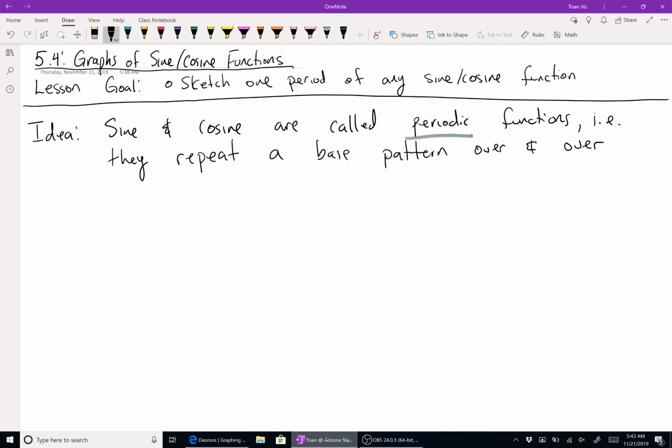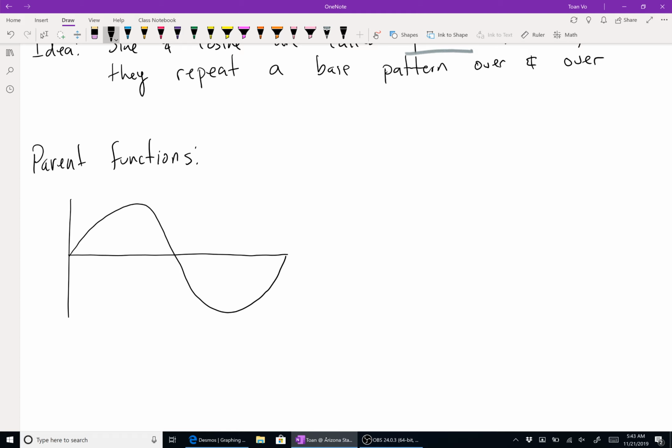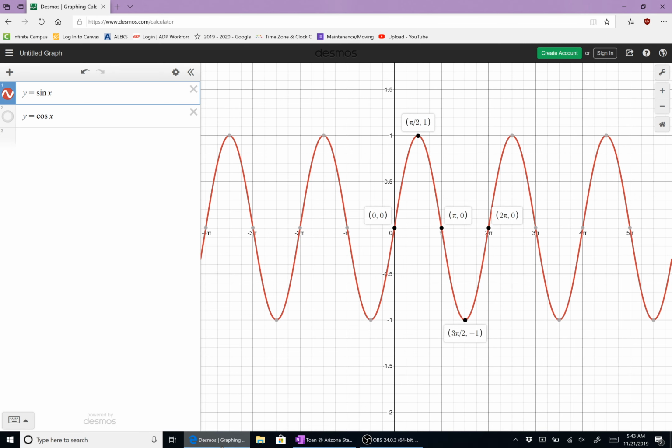So for the parent function, for sine at least, it looks like it has this shape. And Desmos tells us the points exactly. We can be a little bit accurate here. It looks like we go from 0 to pi halves to pi, 3 pi halves to 2 pi.